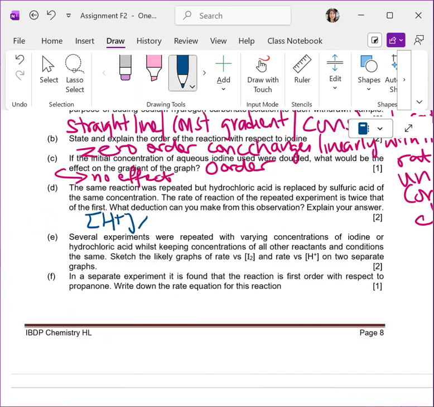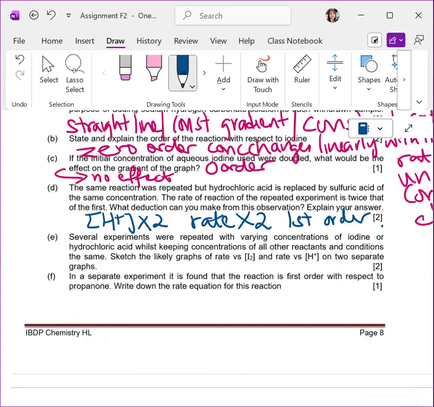So the concentration of H+ doubles, right? The concentration of H+ doubles. So the rate is now twice. So what does it tell us? When the concentration doubles, rate also doubles. So it is a first order reaction. So our answer for part D is first order with respect to H+.